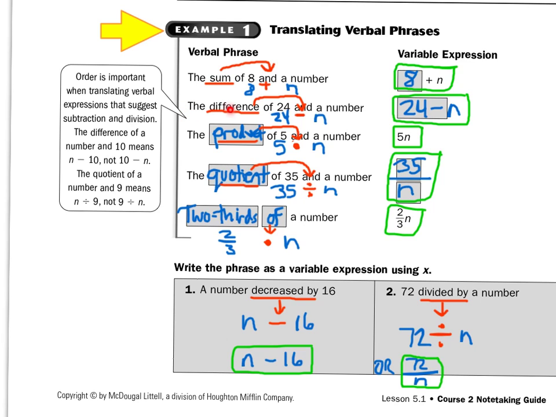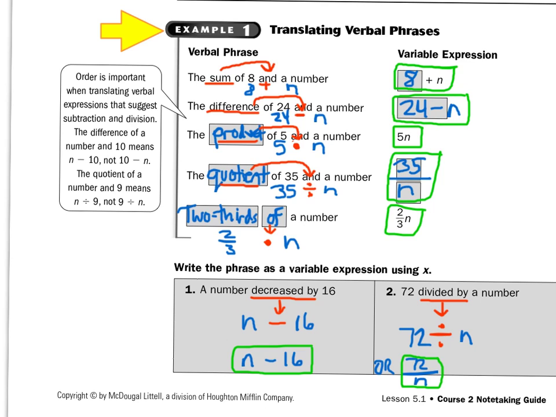Take a look at the next one, the difference of 24 and a number. Well, again, people should know that difference means subtract, but we don't put the minus sign under the word difference. It actually goes here under the word and. Put a minus sign. Now, the difference does not change the order. So the first thing I see is 24. I write that first. And then the last thing I see is a number, and that's my variable. So this would translate to 24 minus n. And I put that right over here.